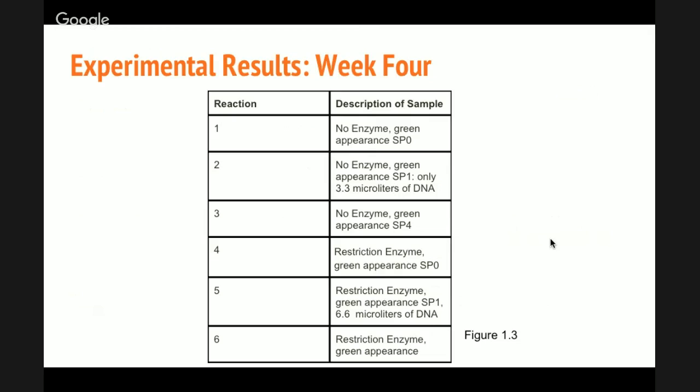Then we just needed to describe the samples. After adding the gel electrophoresis loading gel, it was just a green appearance in all of them. As you can see, these 3 didn't have enzymes. Those are going to be our uncut, and then these 3 have a restriction enzyme. This would be our cut.